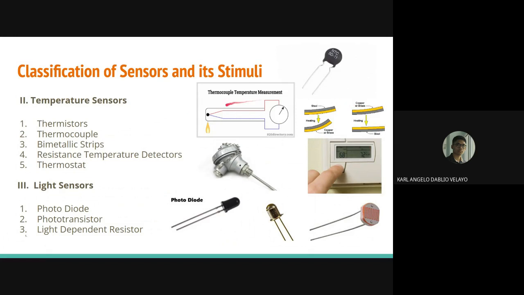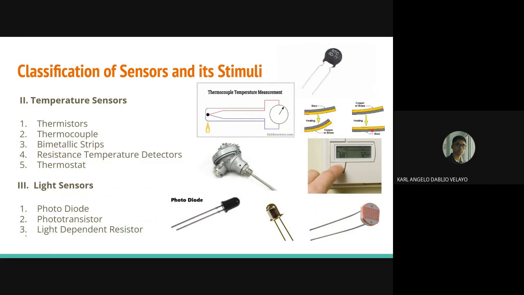Okay, so a thermistor, which is also called the resistance thermometer. So this sensor's resistance is dependent on temperature. So next is we have the thermocouple. So a thermocouple consists of two different types of metals joined together at one end. So when the junction of the two metals is heated or cooled, a voltage is created that can be correlated back to the temperature.